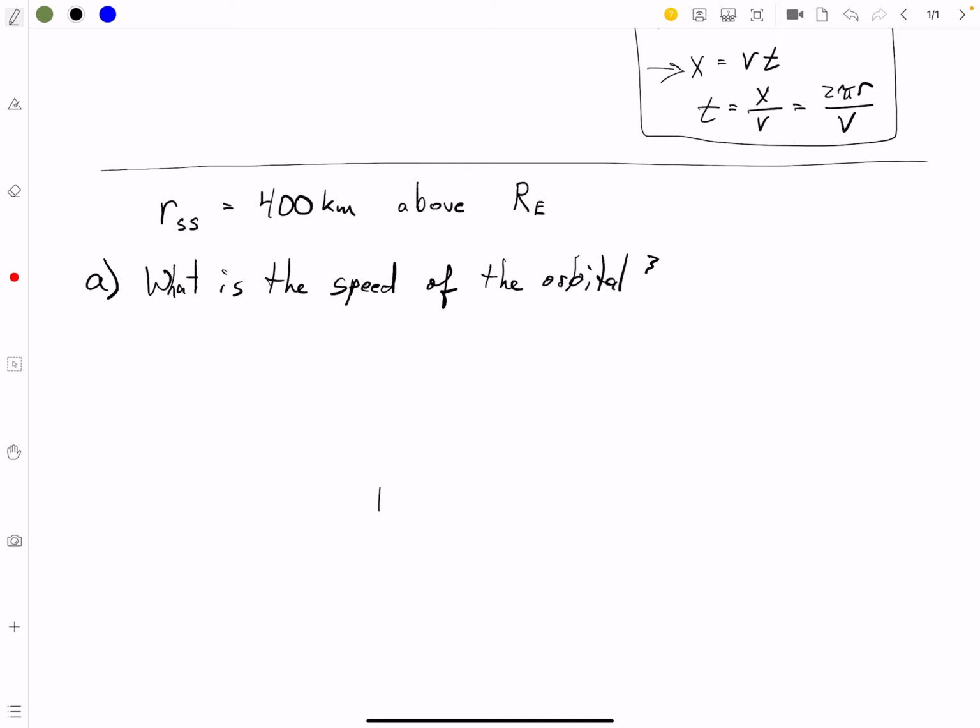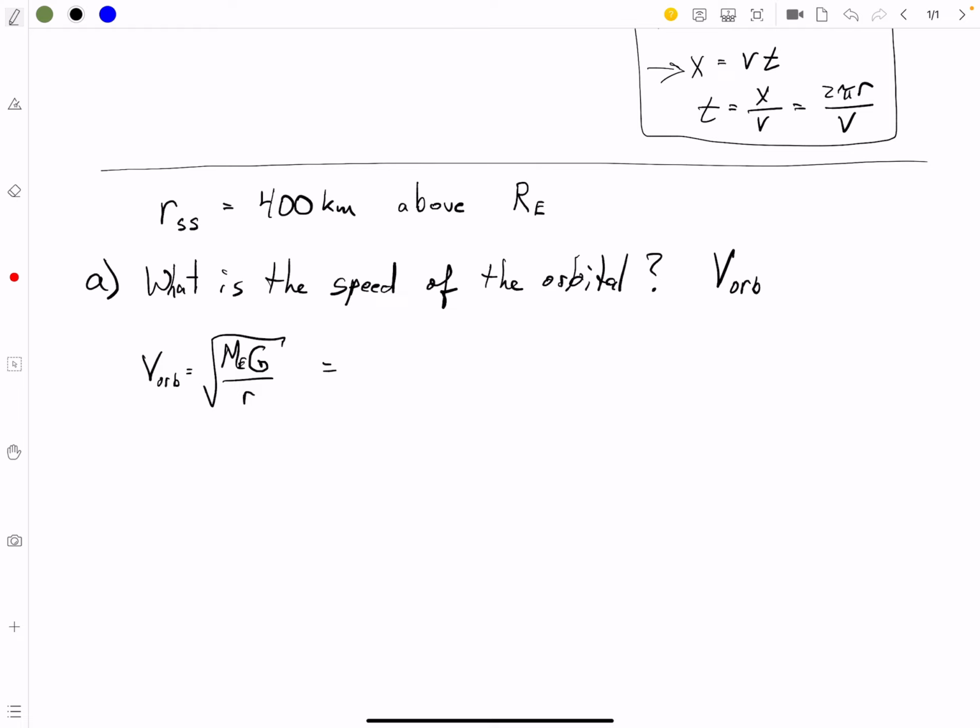What is the speed of that orbital? And the nomenclature for that would just be v orbital. So we do the same old thing: the square root of G M E over R, which gives v orbital. Okay.